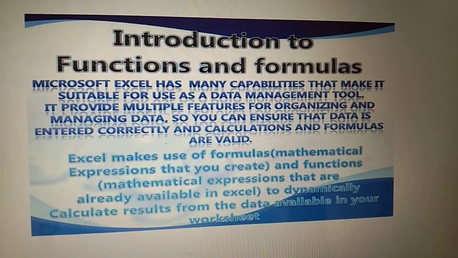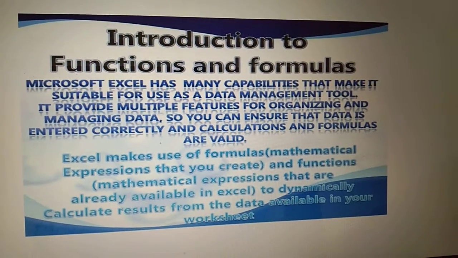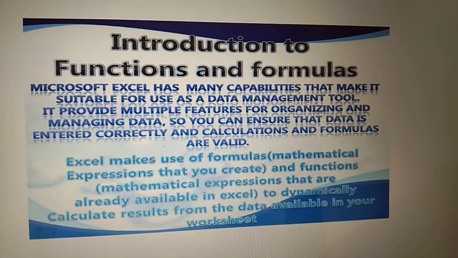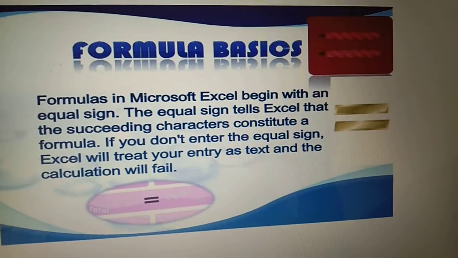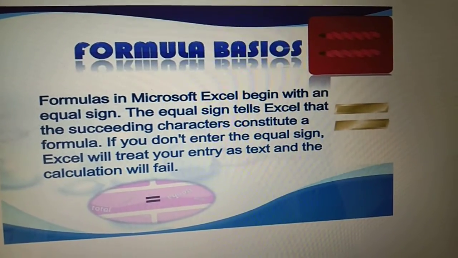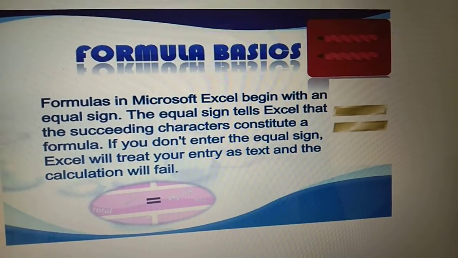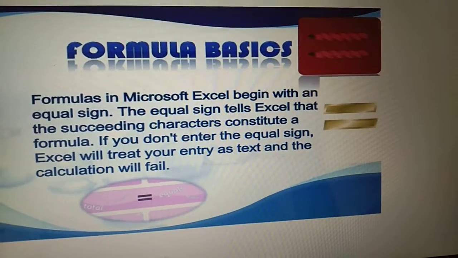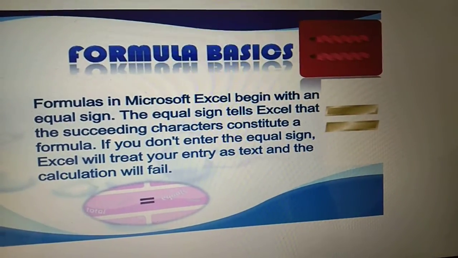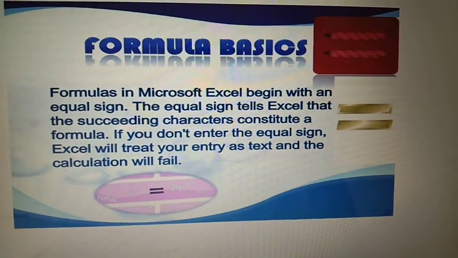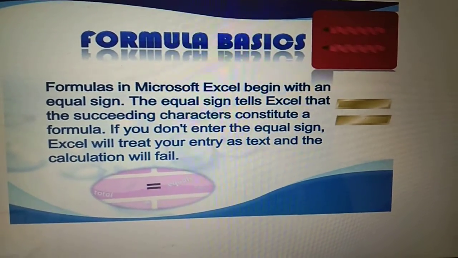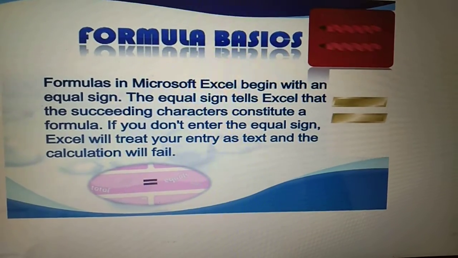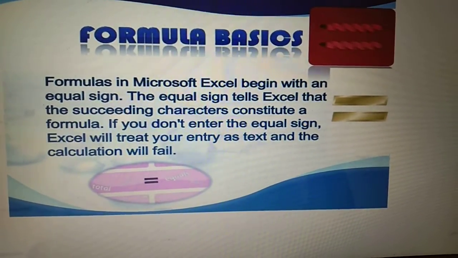So Excel makes use of formulas, that is the mathematical expressions, expressed in an Excel way. Formulas are used to calculate various additions, subtractions, divisions and multiplications. It establishes a relation between two or more cells. Formulas in Microsoft Excel begin with an equal sign. The equal sign tells Excel that the succeeding characters constitute a formula.